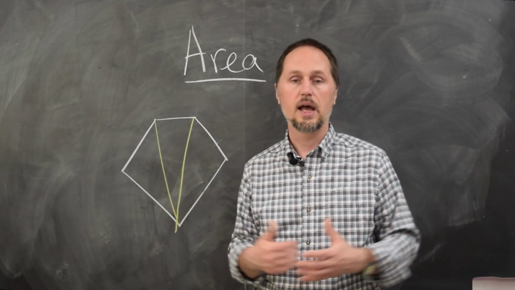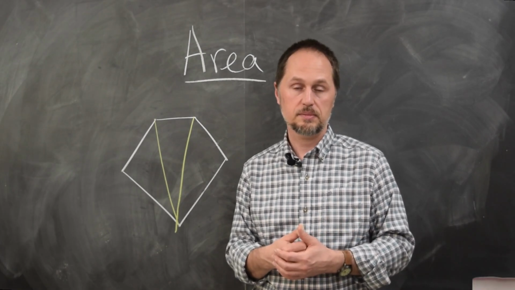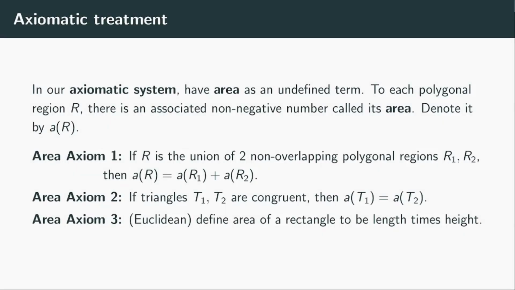So let's go ahead and set that up in our axiomatic system. The way of setting up area in an axiomatic system, like our axiomatic system for Euclidean geometry, is to make area an undefined term. And then we normally associate to each polygonal region R a non-negative number that we're going to call the area of that polygonal region. And I'm going to write A of R to denote the area of the polygonal region R. And we're going to impose three axioms.